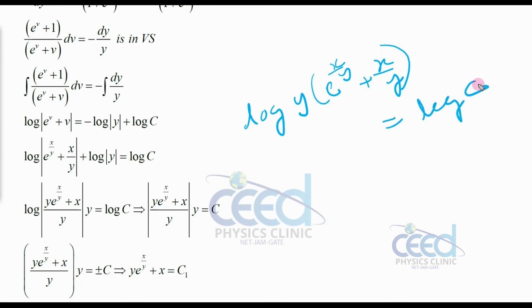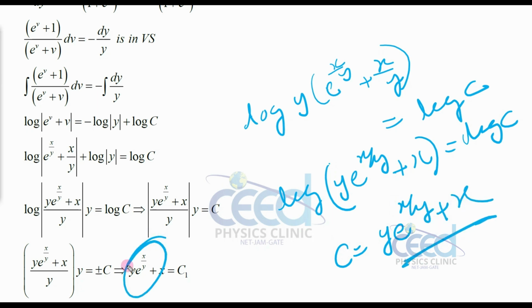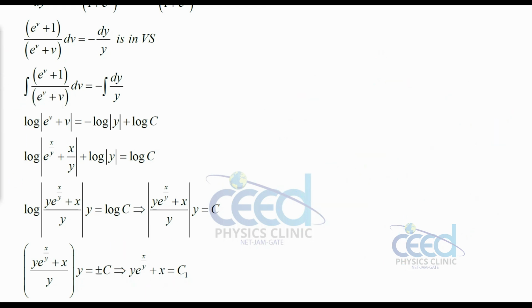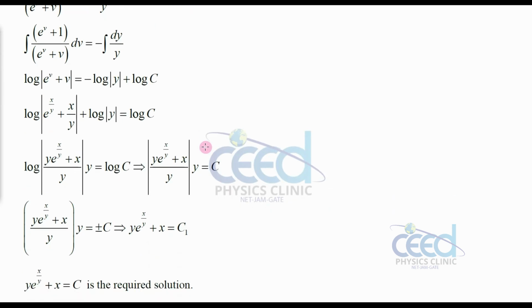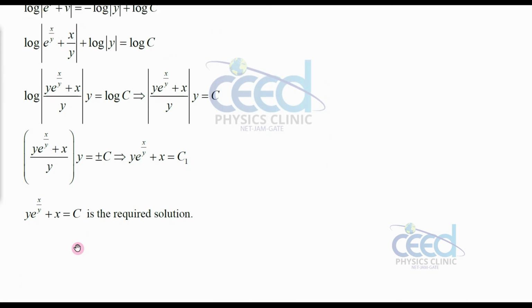So that is equal to log of (y e raised to x by y plus x) is equal to log c. So I can write c is equal to y e raised to x by y plus x. So that is the answer. That's all about this problem. This is a very standard homogeneous type of differential equation: y e raised to x by y plus x is equal to c.